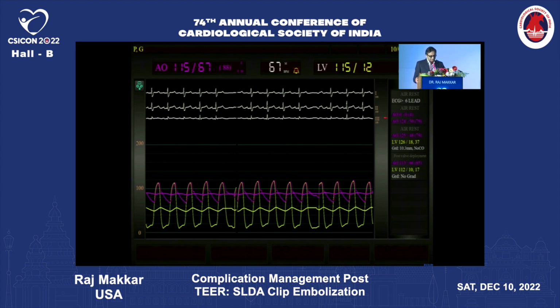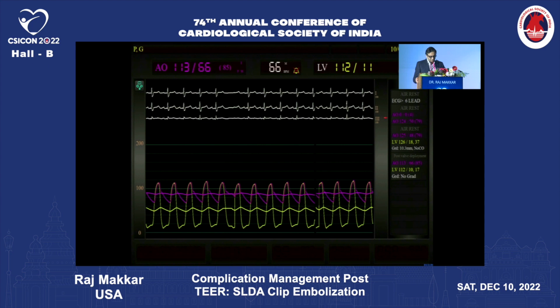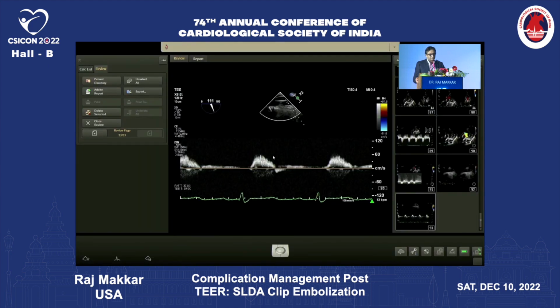So, Saba is showing you the diastolic. This is the descending thoracic aorta, and you can see now there is resolution of that whole diastolic flow reversal that we saw. So that kind of shows that the degree of regurgitation has improved significantly.